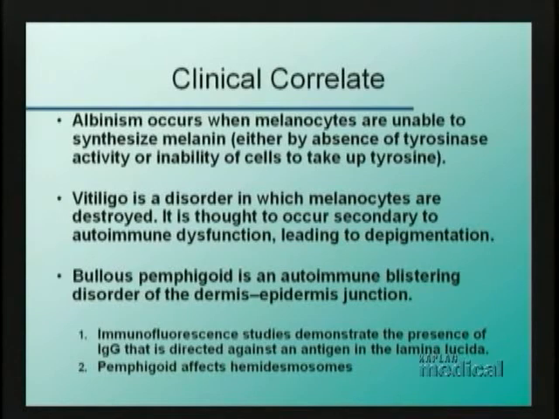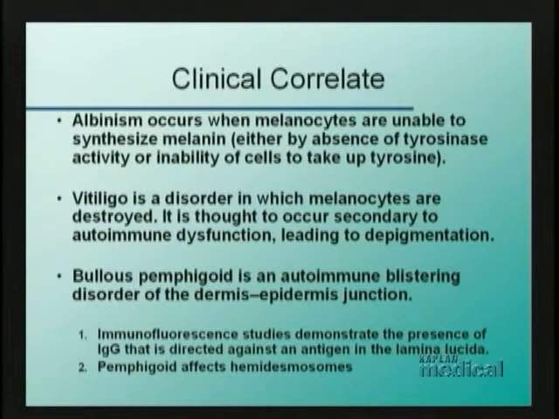Albinism occurs when melanocytes are unable to synthesize melanin. Vitiligo is a case where the melanocytes themselves are destroyed, and generally this is secondary to an autoimmune related dysfunction. Both of these would result in depigmentation, a lack of melanin pigments being taken up into the associated keratinocytes.